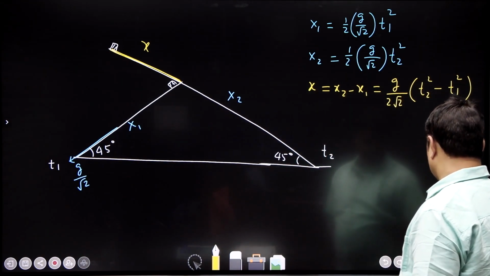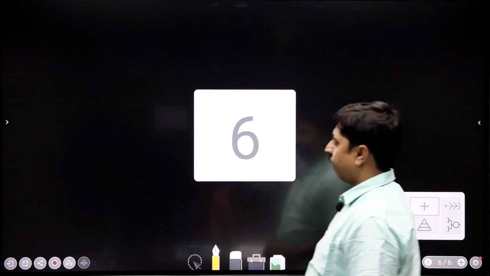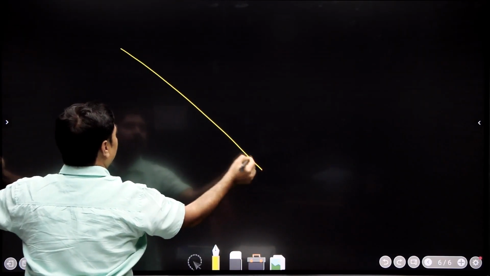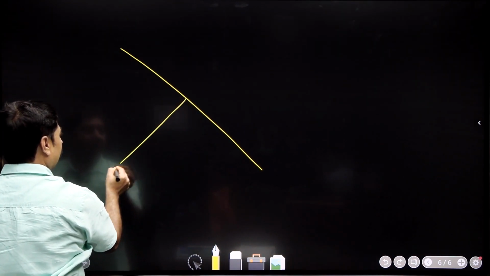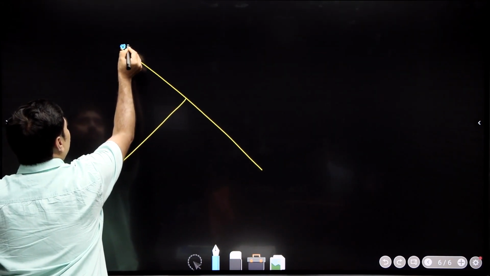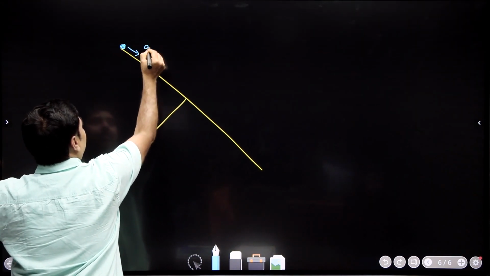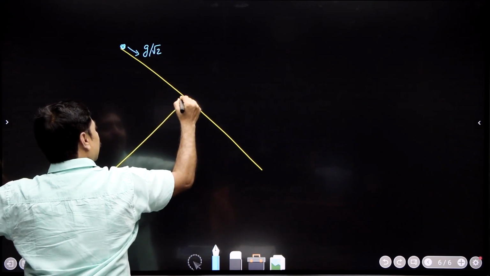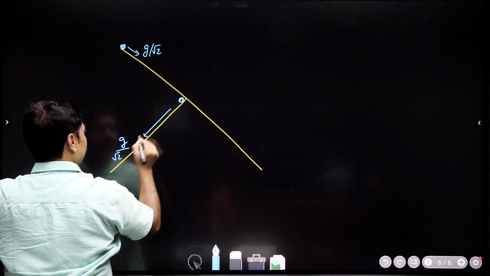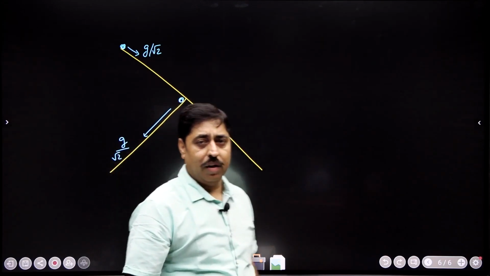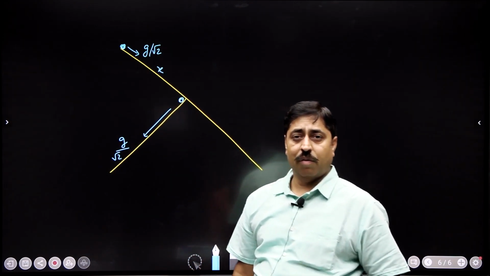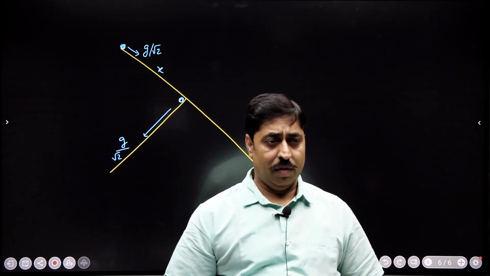Now what is the situation? The situation is that there is one inclined plane, this is another inclined plane. This particle begins to move in this direction at an acceleration of g by root 2. This particle also begins to move in this direction at an acceleration of g by root 2. This is a 90-degree angle. And the initial distance between them is x, which is known to us. So what will be the minimum distance between them?